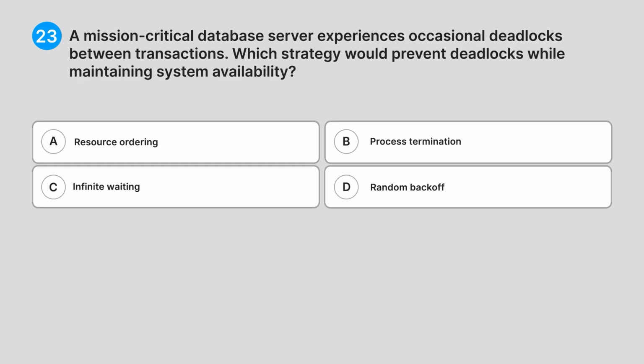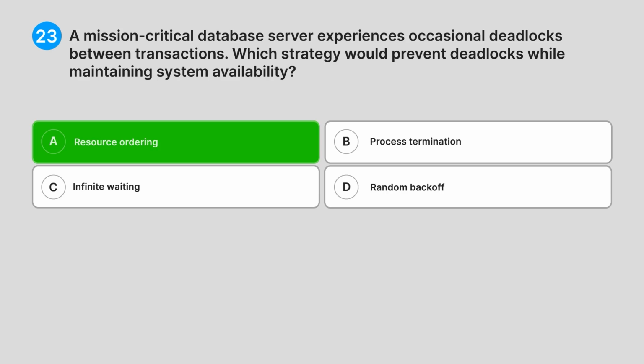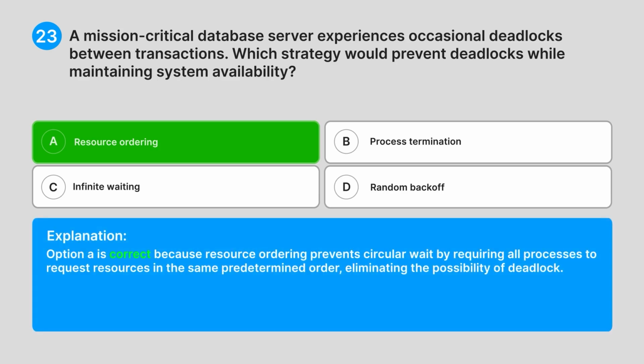Correct answer, A. Resource ordering. Explanation. Option A is correct because resource ordering prevents circular wait by requiring all processes to request resources in the same predetermined order, eliminating the possibility of deadlock.